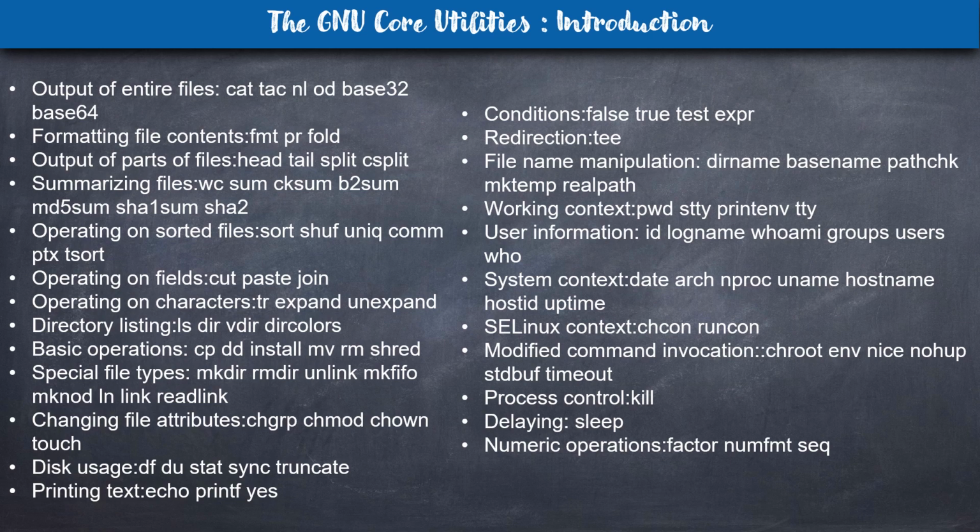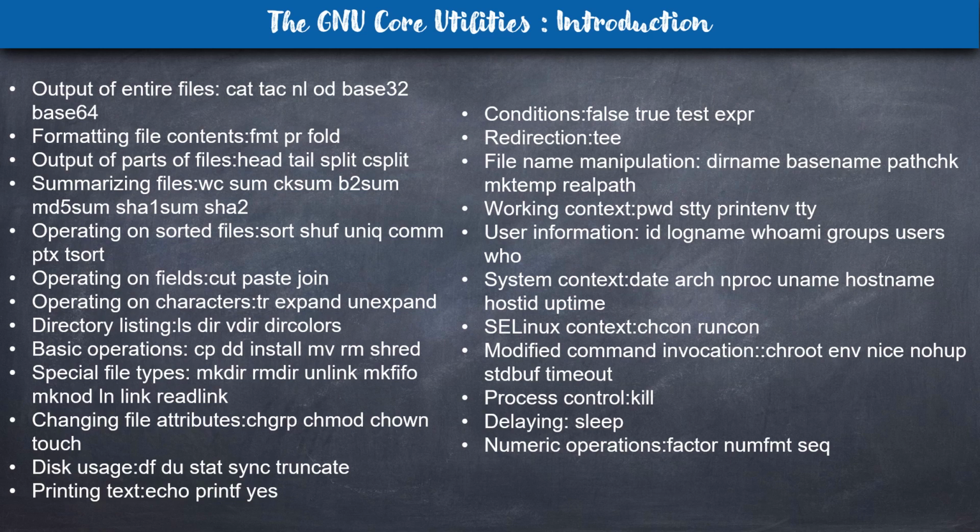Formatting files: fmt, pr, fold. Output of a part of a file: head, tail, split, csplit. Summarizing a file: wc, word count, sum, checksum, b2sum, md5sum. All these different checksum utilities are available in this section. Operating on sorted files like sort, shuf, uniq, comm, ptx, and tsort. These commands are used to perform actions like sorting, shuffling, and finding unique things in a file.